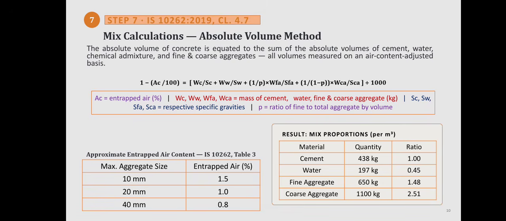Next, mix calculations. Now the actual mix proportions are calculated using the absolute volume method. In this method, the total volume of the concrete is equal to the combined absolute volume of cement, water, aggregates, admixtures and entrapped air. This calculation finally gives the quantities of each material required for 1 cubic meter of concrete.